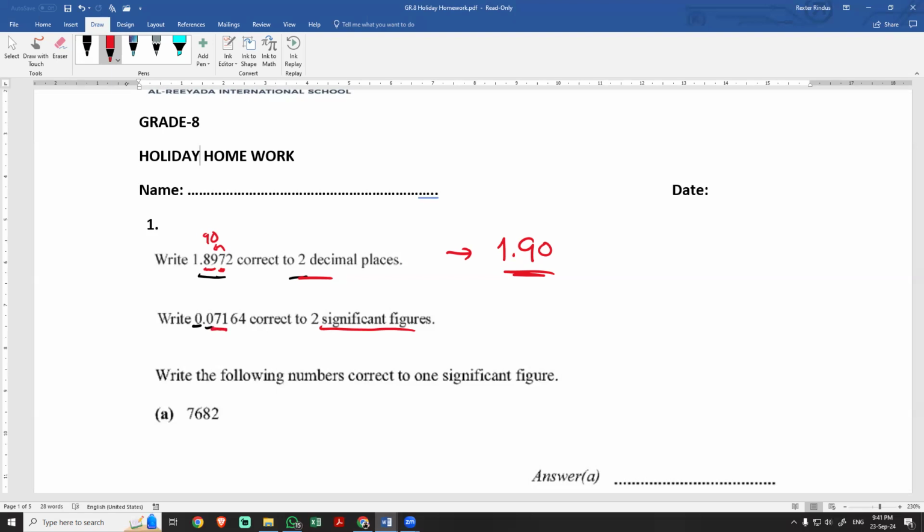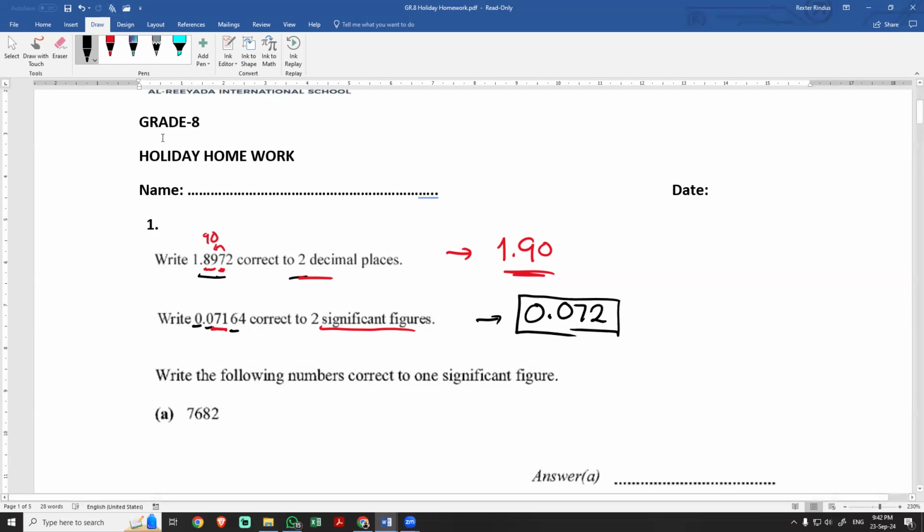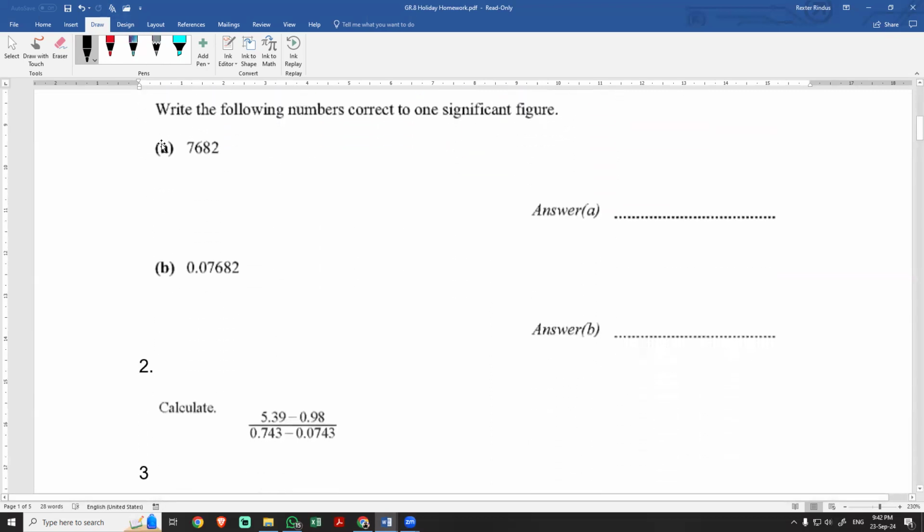But it turns out that the number next to 1 is 6. That's another 5 or more number. So basically, this will change after 71, it's going to be 72. Your final answer for that one should be 0.072. That's two significant figures, and the 1 becomes 2 because of the number 6. So that's how we do it. I hope you understand. You can replay that video again to understand how I explained it.